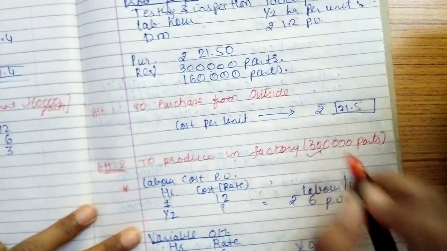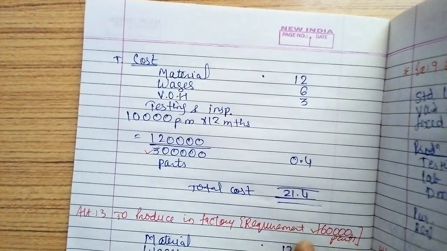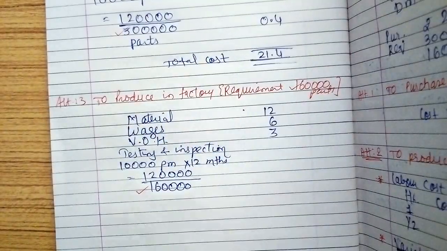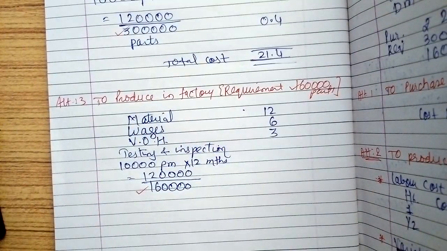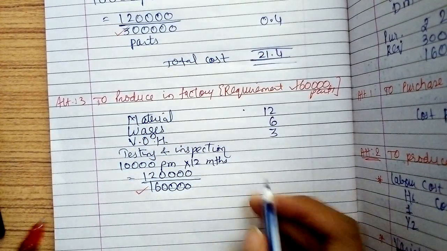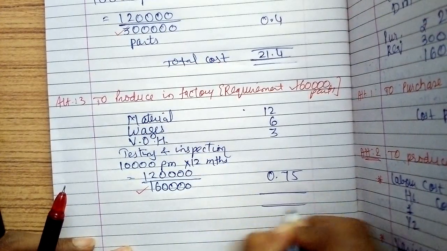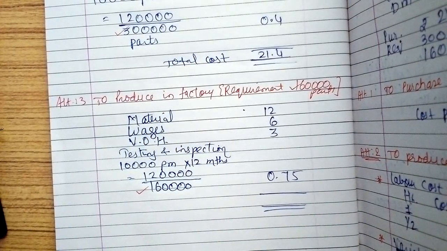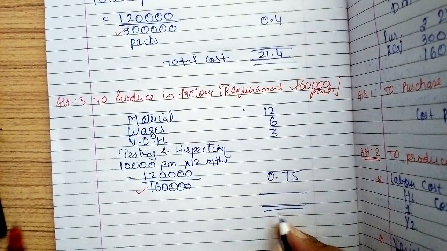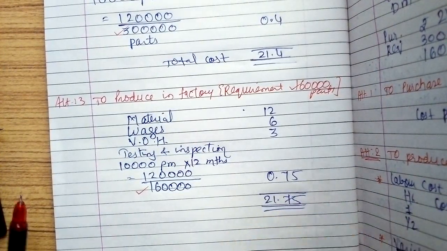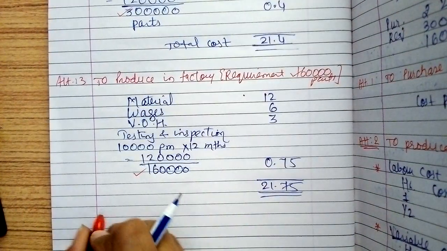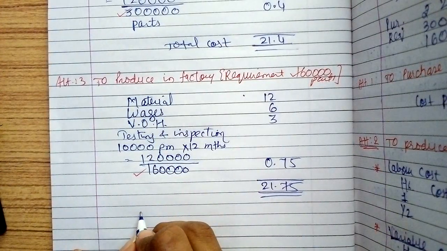Here the requirement was 3 lakh parts. So here at the denominator it was 3 lakhs. Here it is 1,60,000. So 1,20,000 divided by 1,60,000 is 0.75. So total cost will be 21.75. Again a note is written over here.